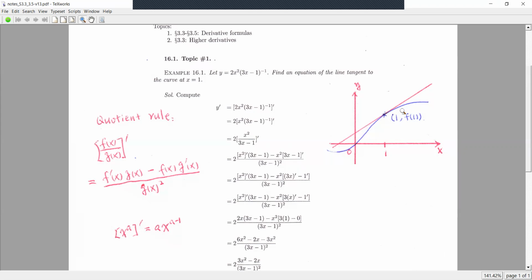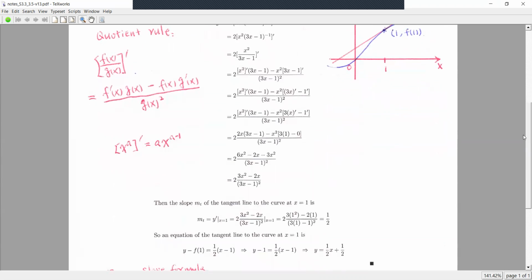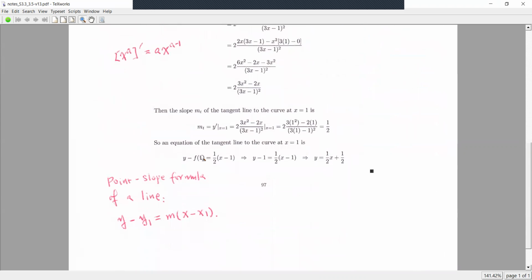So with this point and the slope, we can write down the equation of the tangent line by the point slope formula. By this formula, the equation of the tangent line at the point 1 is y minus y1 is equal to the slope times parenthesis x minus x1. The function value at 1 is 1. Simplify this equation, then this is the equation of the tangent line at 1.